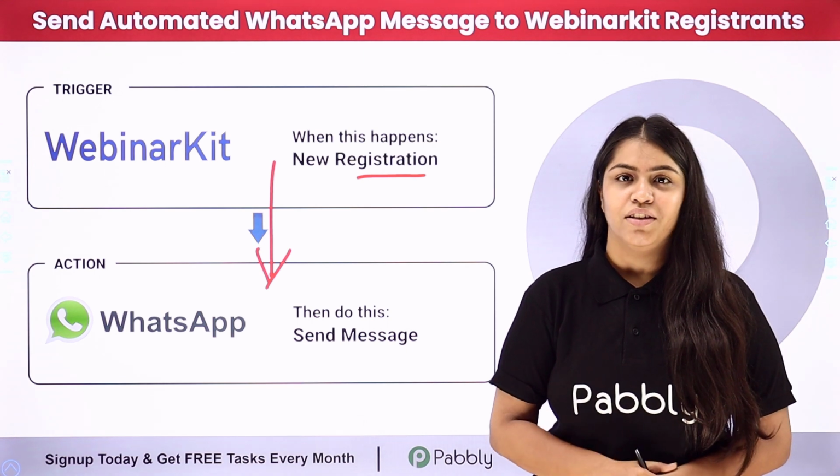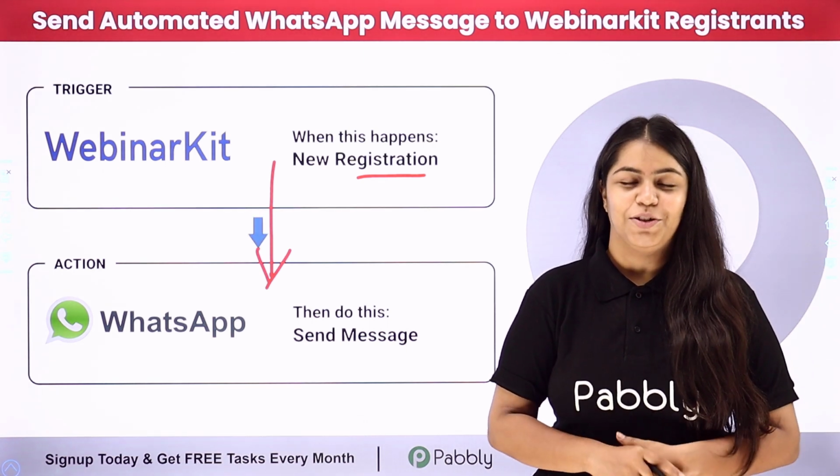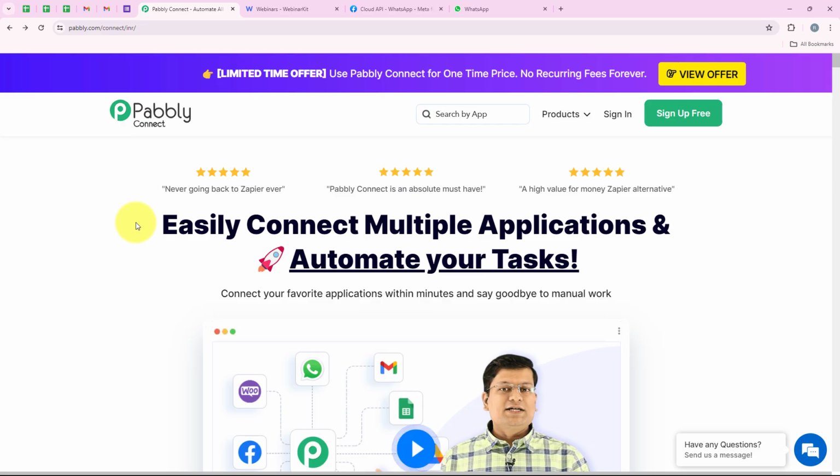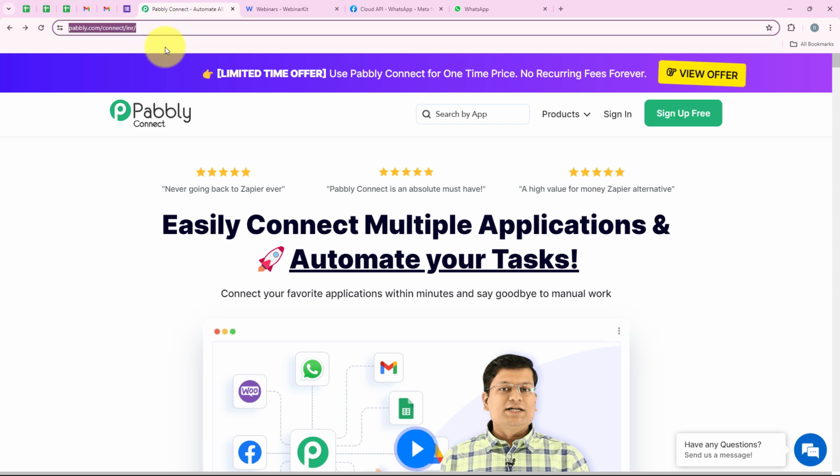So if you also wish to learn this process step by step, then let me take you to my computer screen. Welcome to my screen. So as you know, in this video, we are going to learn how to send automated WhatsApp messages to WebinarKit registrants. So to do this, I've already opened the landing page of Pabbly simply by searching pabbly.com/connect in my browser.